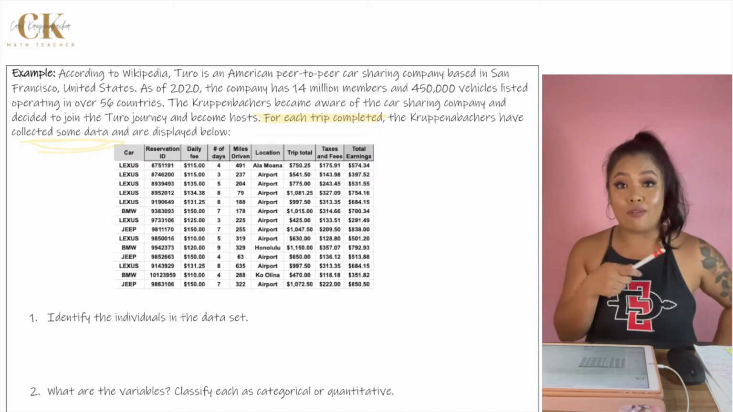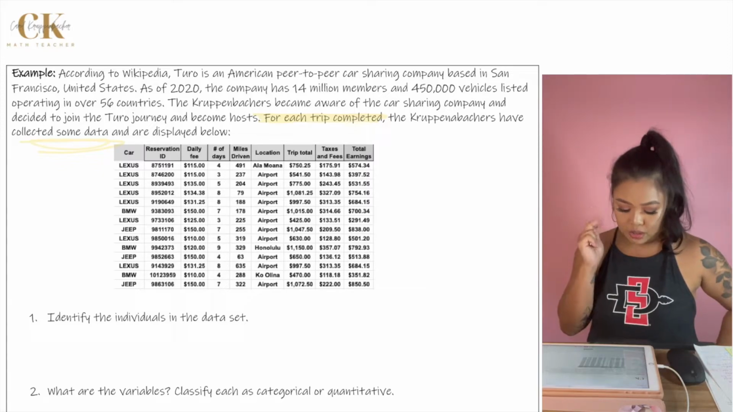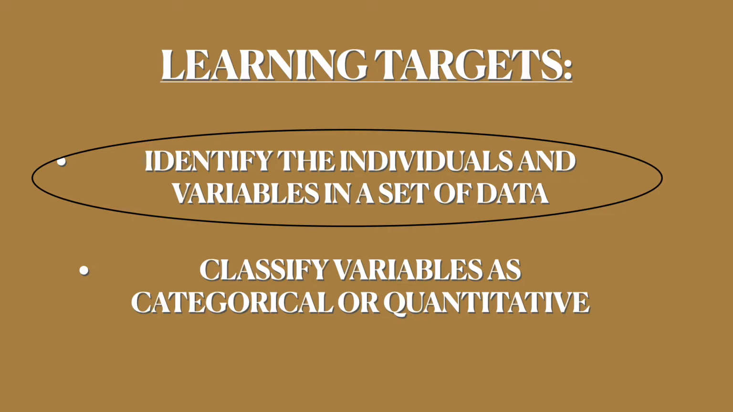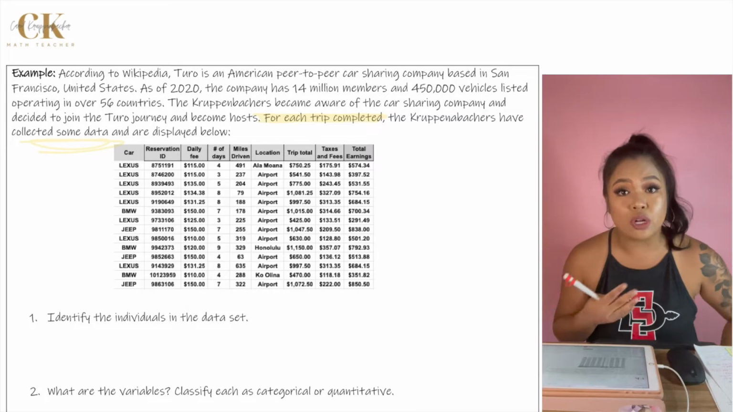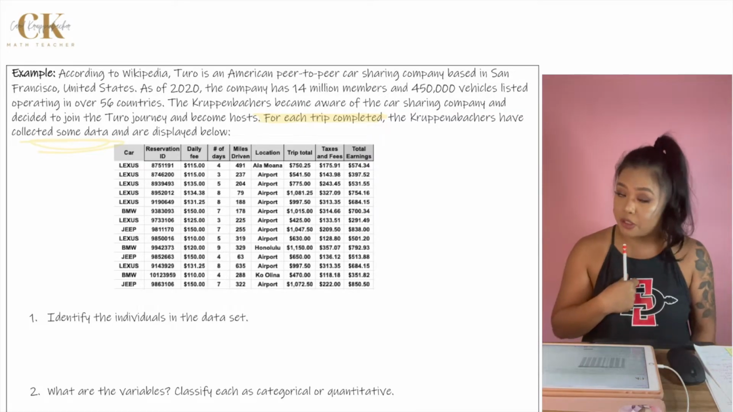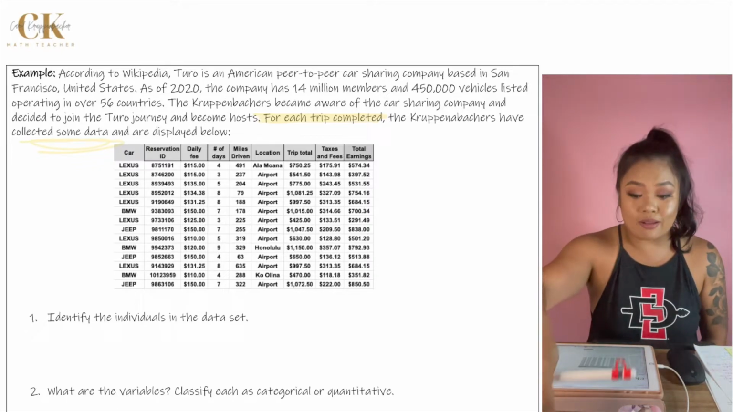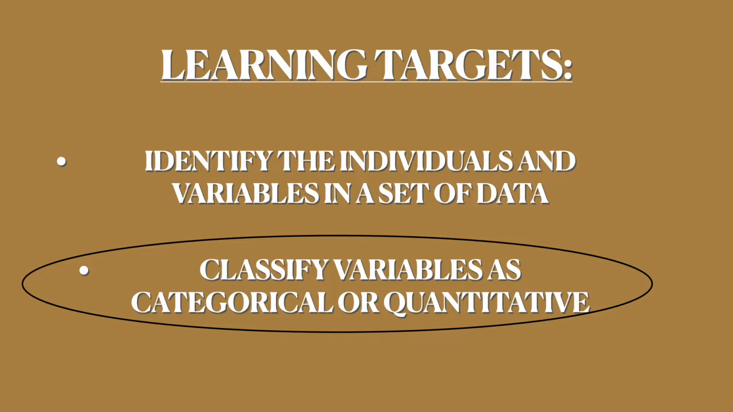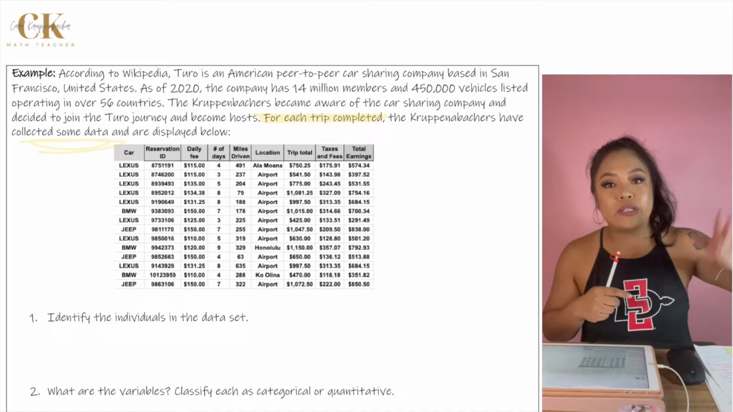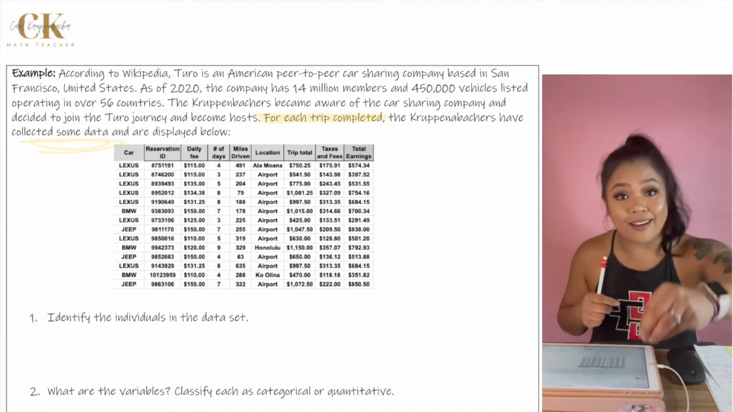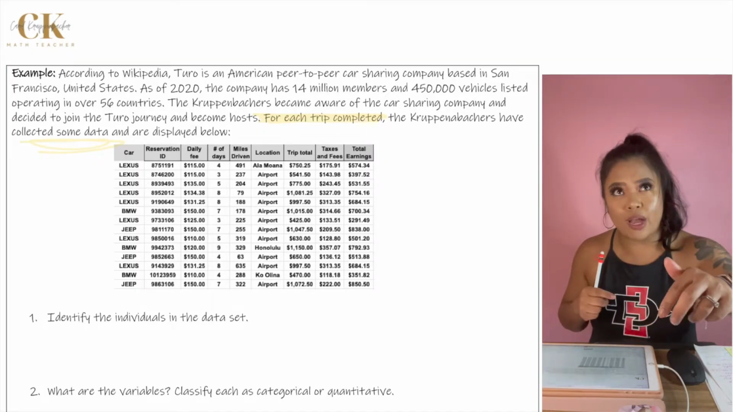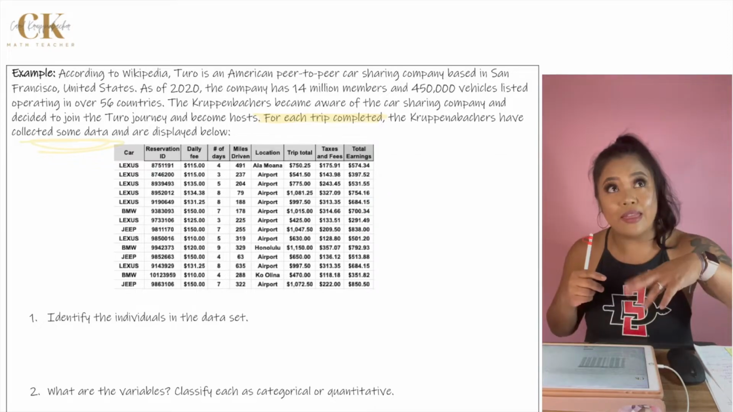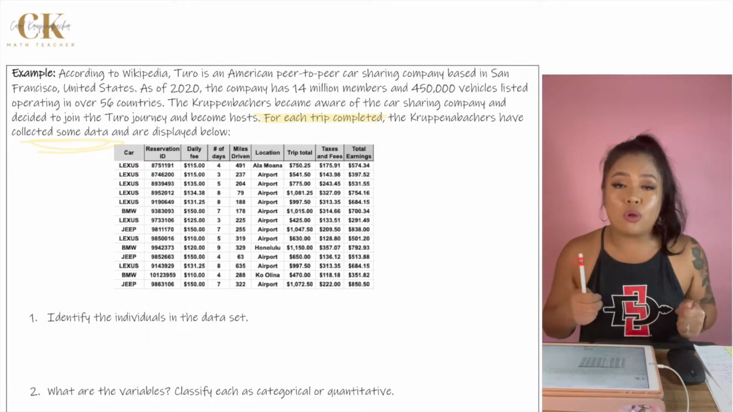Now, I want you to look at all this data and I want you to do 2 things. First, I want you to identify the individuals in the data set. What are we collecting data on, okay? So we already went over the definition on what an individual is. It's not necessarily a person. It's whatever we're collecting data on. So I need you to figure that out. 2, what are the variables? And I want you to classify each as categorical or quantitative. So once you figure out what we're collecting data on, I want you to figure out what kind of variables we were collecting data on, and then I want you to classify them. Are they categorical or are they quantitative?